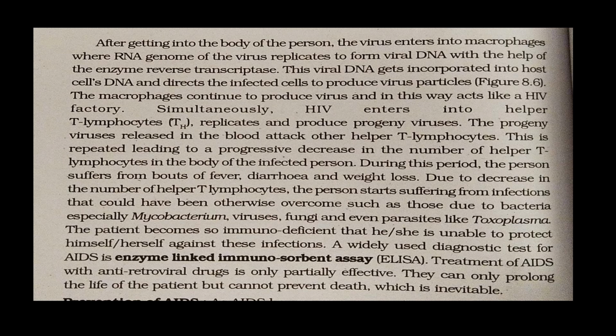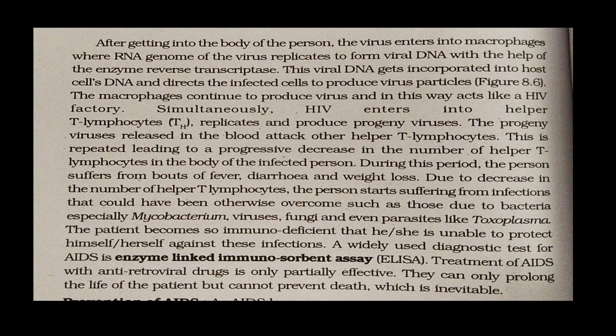After getting into the body of the person, the virus enters into macrophages, where the RNA genome of the virus replicates to form viral DNA with the help of the enzyme reverse transcriptase. The viral DNA gets incorporated into host cells' DNA and directs the infected cells to produce virus particles. Figure 8.6. The macrophages continue to produce virus and in this way act like an HIV factory.